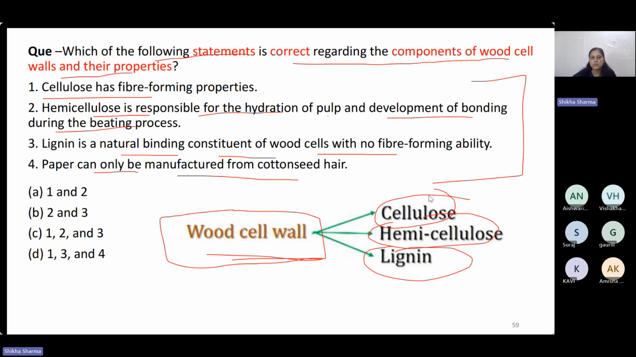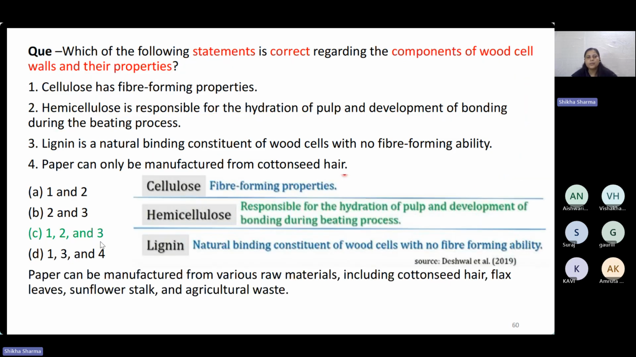Okay, let's discuss the solution. 1, 2, and 3 are correct. Cellulose is basically fiber forming, because cellulose is a polymer and it is like a fiber, so it forms fiber. All these are already discussed; this table is taken from Mishra sir's slide, so you can see it there also.